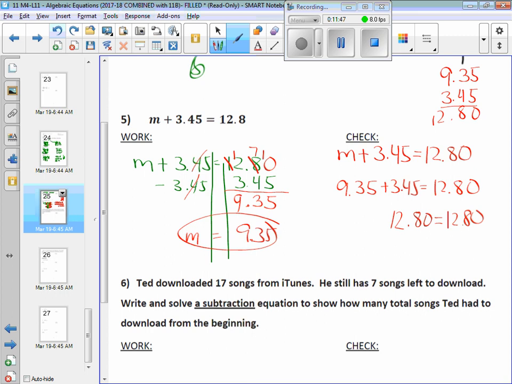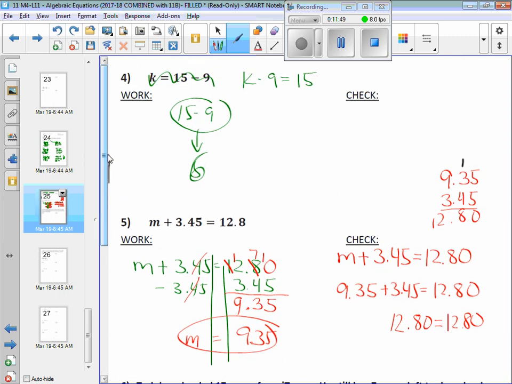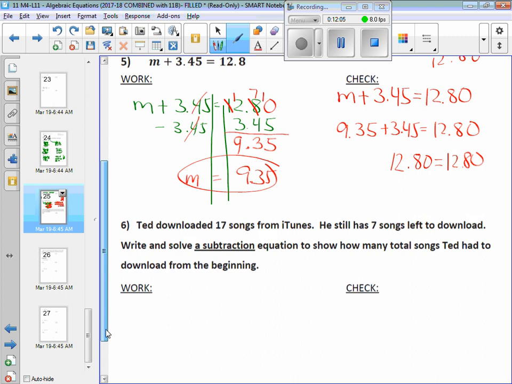Number 4, we decided to skip, but if you did it, you really didn't need to do railroad tracks at all. The answer is 6. But all we really needed to do with that was 15 take away 9. We didn't have to really show it with railroad tracks. It's a question that doesn't really belong there. Okay.